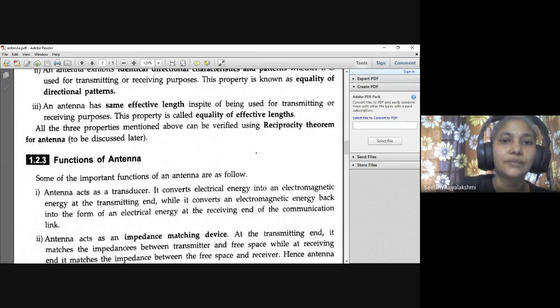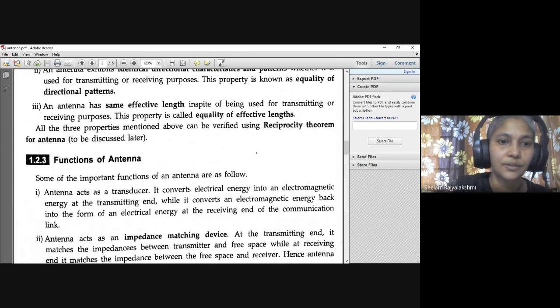So some of the important functions of the antennas are listed below. Antenna acts as a transducer. It converts electrical energy into electromagnetic energy at the transmitting end, while it converts electromagnetic energy back into the form of electrical energy at the receiving end of the communication link. That means here antenna acts as a transducer.